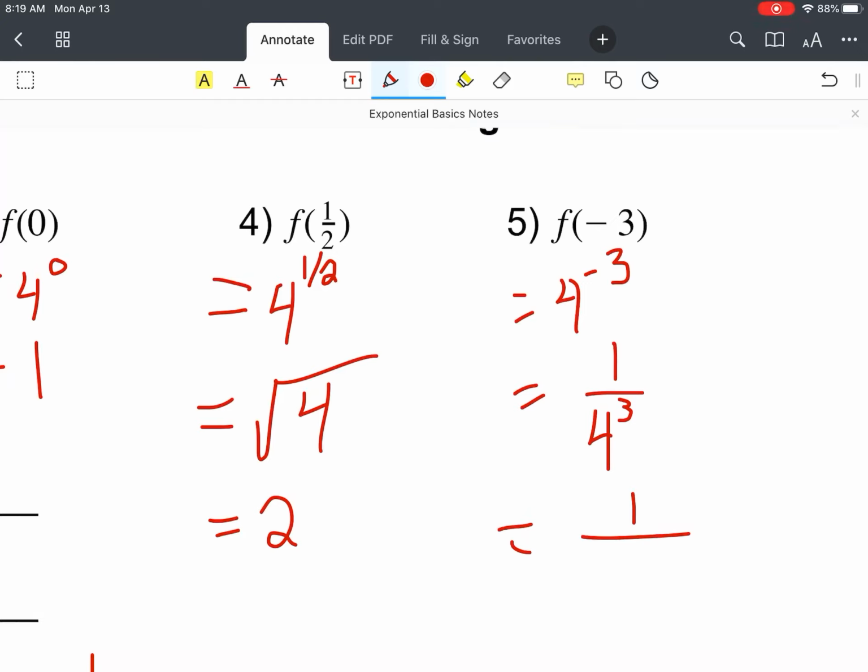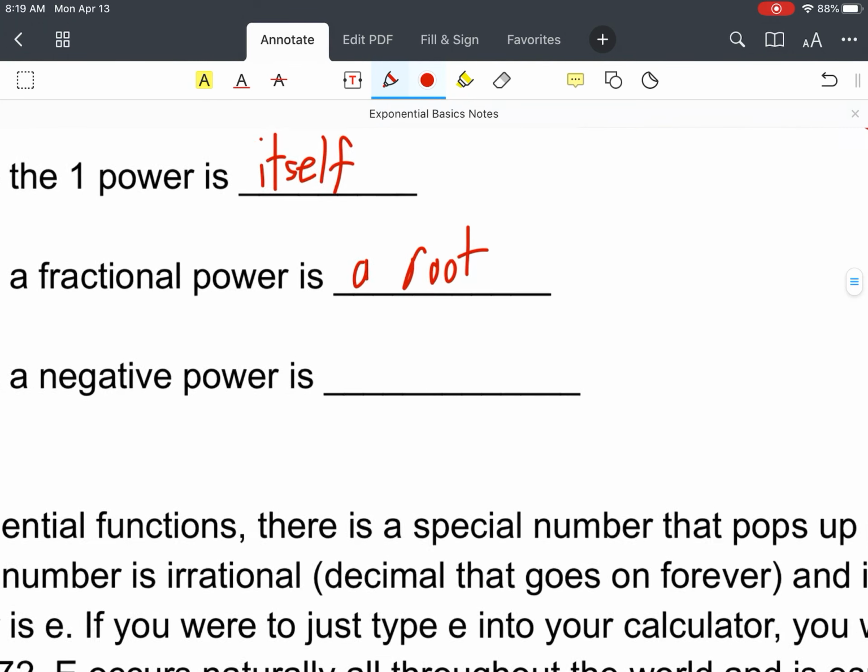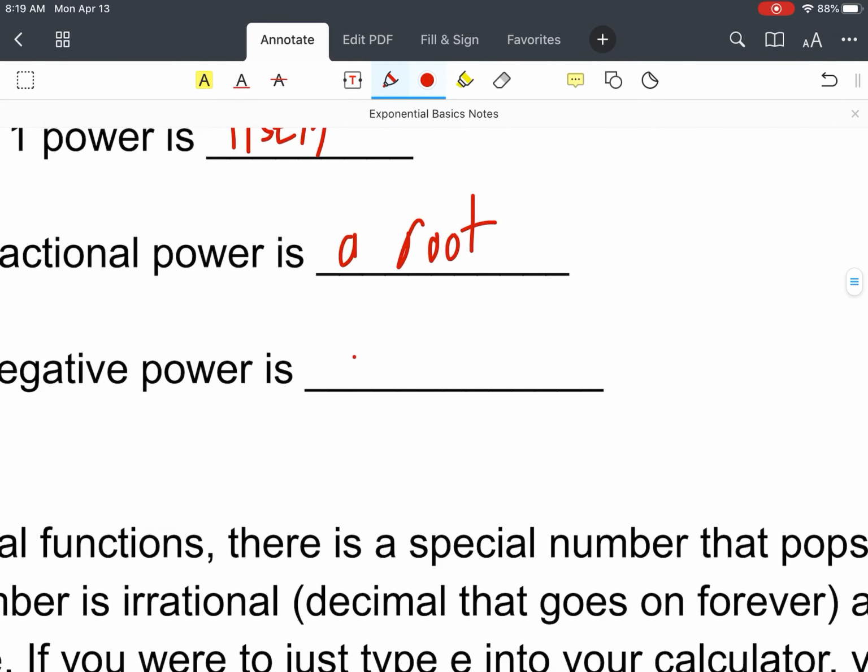Okay, so then that's 1 over, all right, 4 cubed, 4 squared, 16. 16 times 4 is 64. All right. So anything to a negative power is a fraction. All right. Now, of course, that is unless it's already a fraction, in which it becomes a regular number, but I'm going to protect you on that.